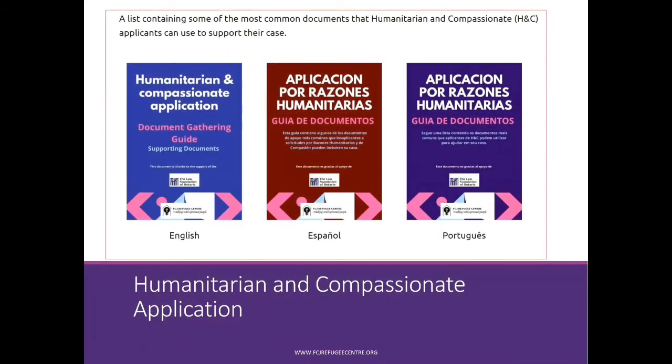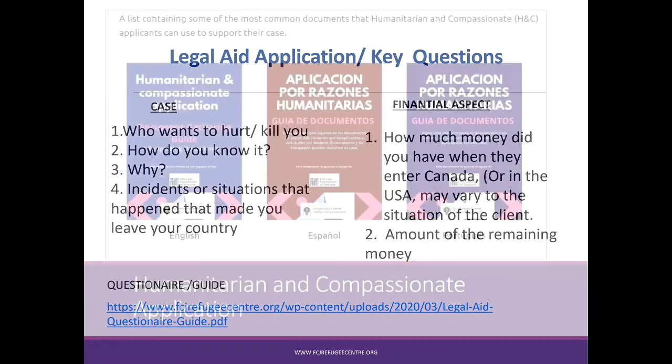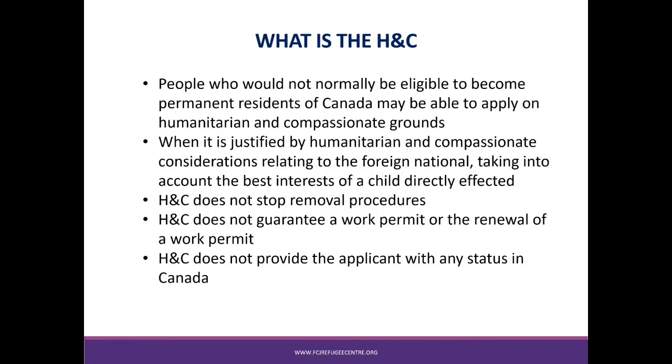And here are some guidelines that we have for the humanitarian application. So with this one, I am finishing the presentation on the refugee claimant, and now we are going to pass to the humanitarian application. When do you make an application for humanitarian reasons? Before that, we're going to explain what the humanitarian application is. First of all, if you are going to make a refugee claim, you don't do a humanitarian application. The law says that you have to choose one.